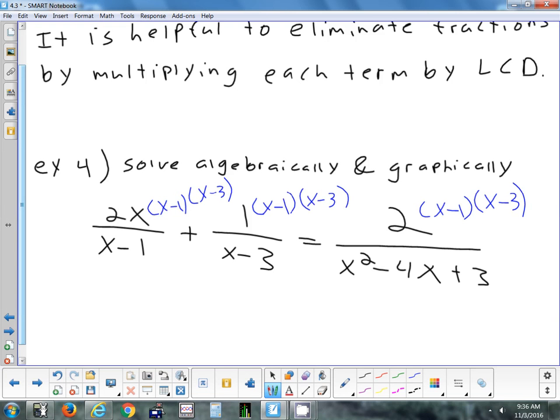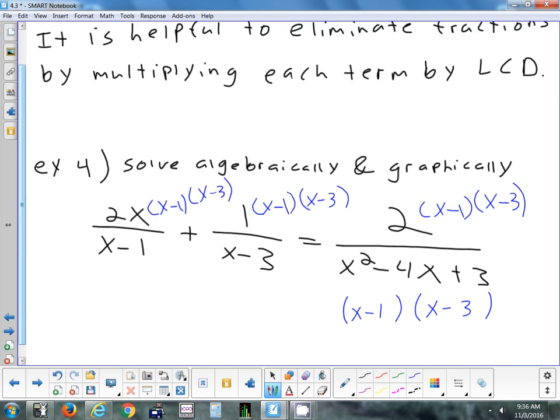What's the answer to the first one? Negative 1/2. And what's the answer to the second one? Positive 3. So now I'm going to go back up and make sure neither one of those causes me to divide by 0. If they do, cross it out. Can I plug in negative 1/2? Yep. That's fine. Can I plug in 3? No. That would not work. So that is extraneous.